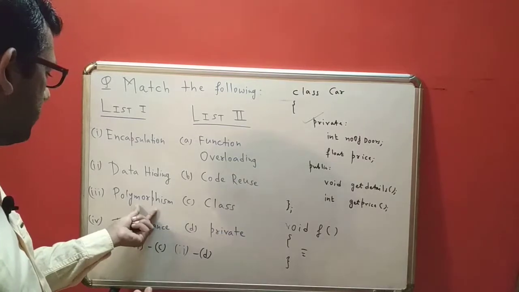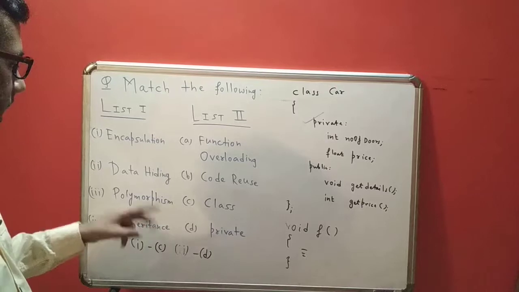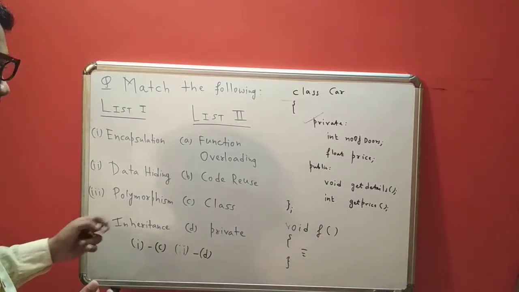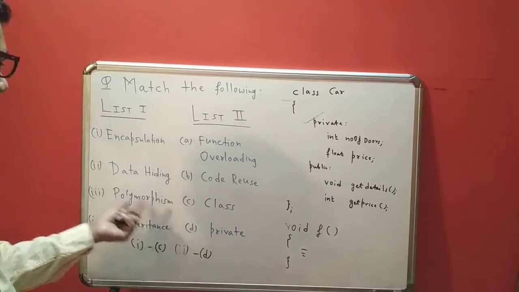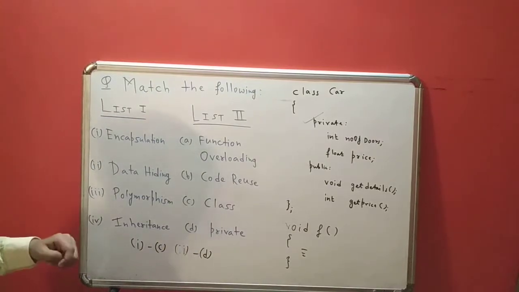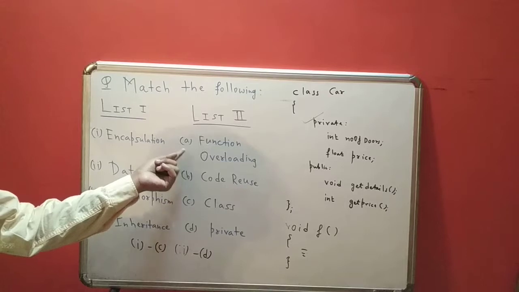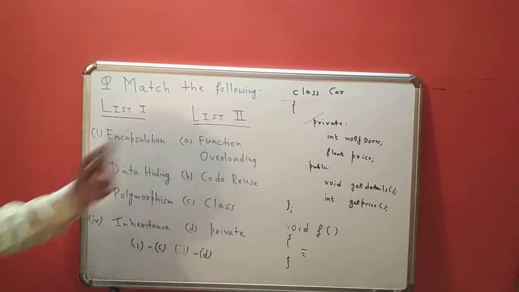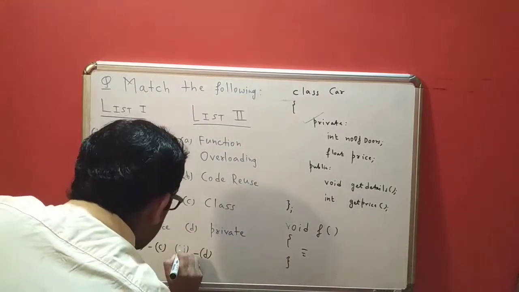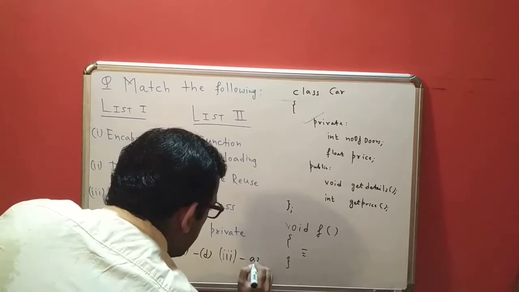And remember, polymorphism can be implemented at two times. It can be implemented at compile time as well as at runtime. Polymorphism, when implemented at compile time, can be done through function overloading or operator overloading. And when it is implemented at runtime, it can be done through function overriding. Since the only option that is given here is function overloading, polymorphism will go with option A. So number 3 goes with option A.